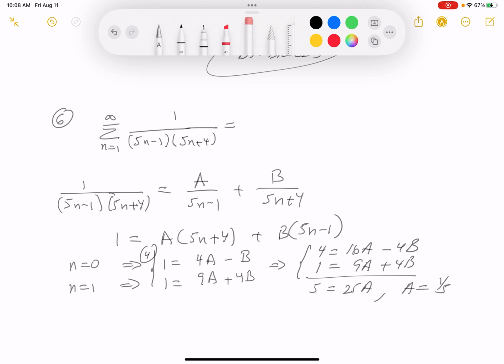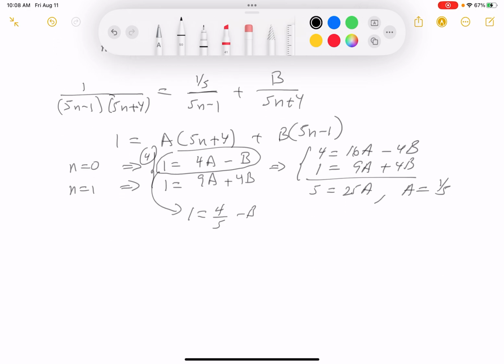Get my eraser out and write that down. All right, how do you get the b? You check it somewhere. I'm going to take it over here, plug it in. Plug what in? Plug a in. What do you get? 1 equals 4/5 minus b. Take 4/5 from both sides. You're going to get minus 1/5 equals minus b.